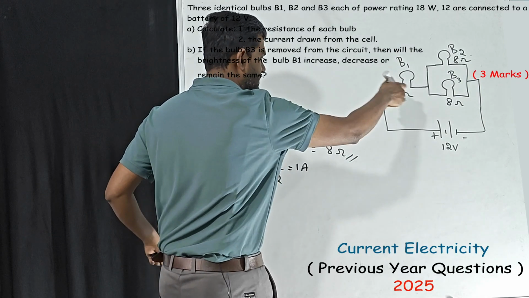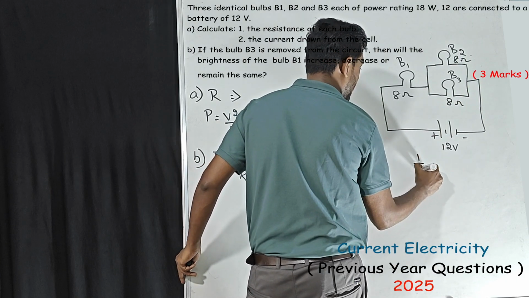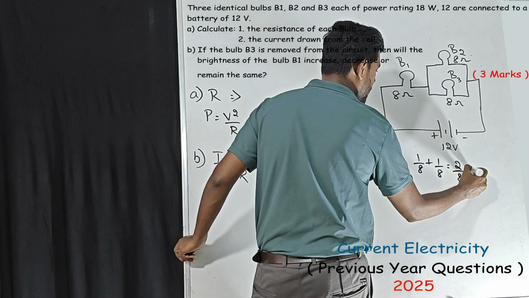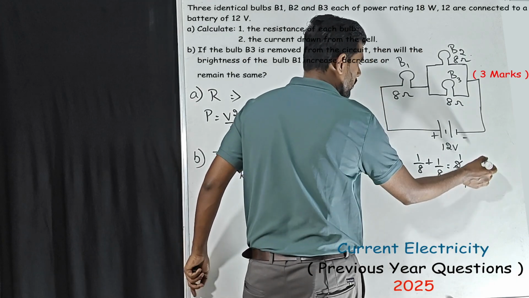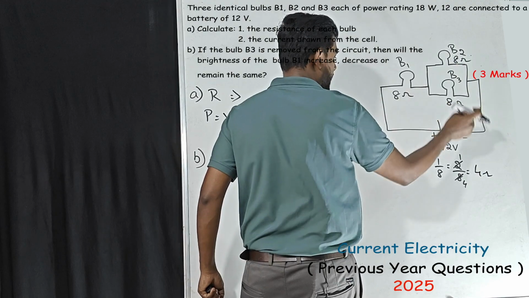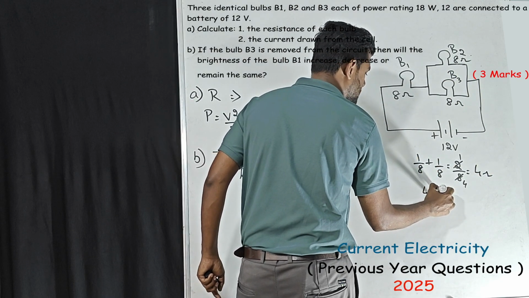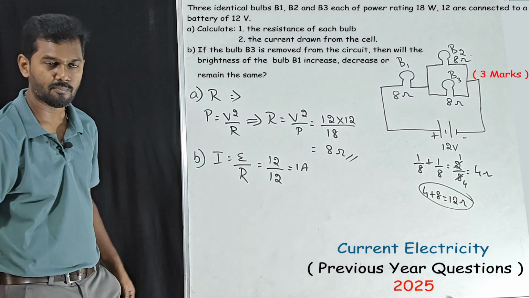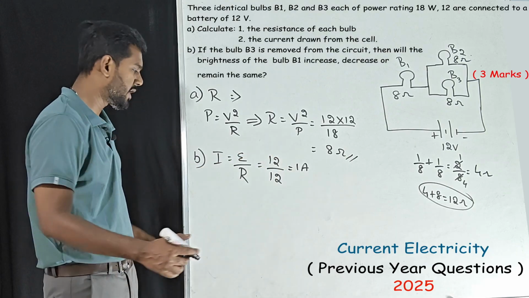See this resistance, I'll do it here. These two are 8 ohm, correct? 1 by 8 plus 1 by 8, so the answer will be 2 by 8. That is 1 by 4. We have to take the reciprocal: 4 ohm. From these two bulbs we got 4 ohm. That is connected in series with this 8 ohm. So 4 plus 8 will be 12 ohm. The same value I have taken here. So EMF is 12 volts, resistance is 12 ohm, current will be 1 ampere.